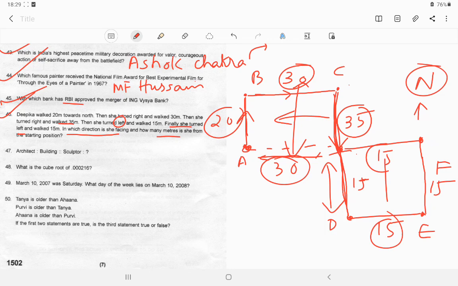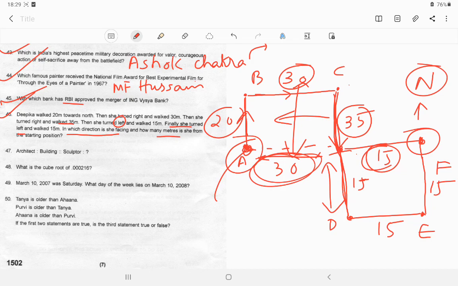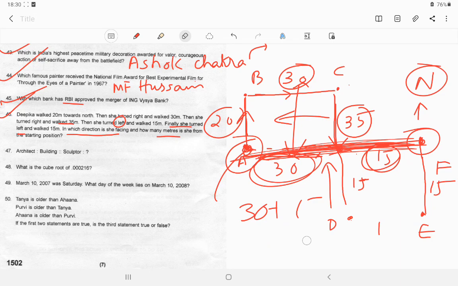So the total length is 30 plus 15, which is 45 meters. So the answer will be 45 meters. So I hope you all understood this.